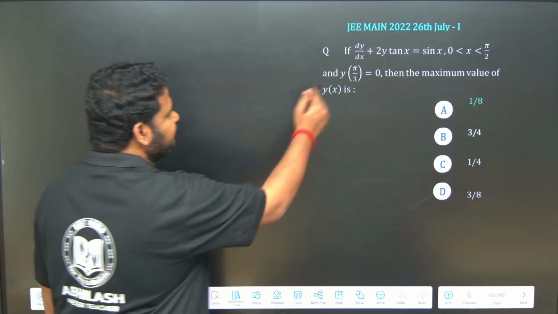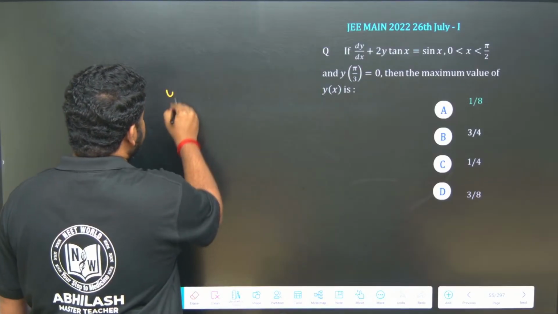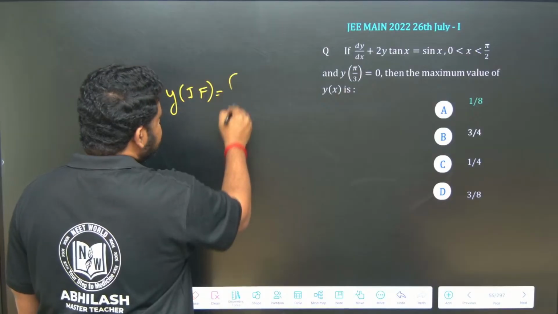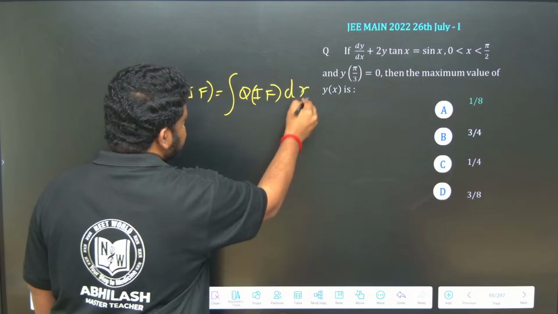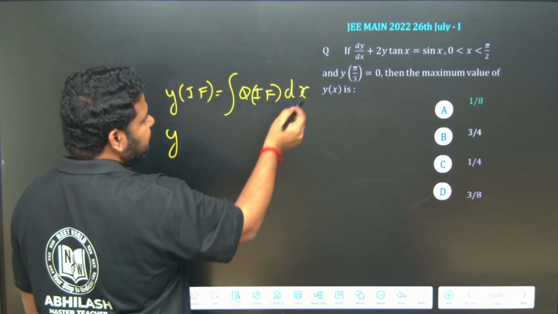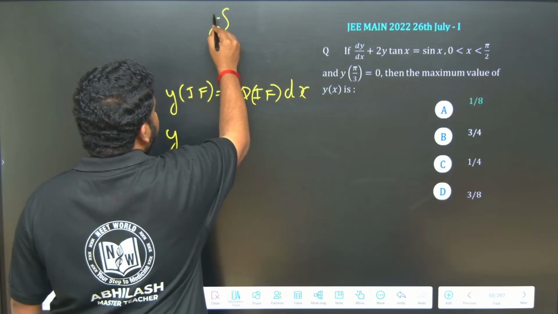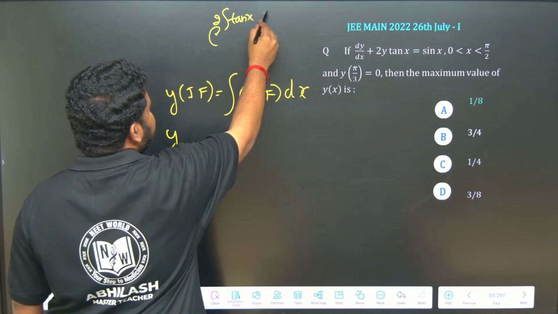So they have given dy by dx plus 2y tan x is equal to sin x. So this means I can write it as y times integrating factor is equal to integral of q times integrating factor into dx. Correct? So the integrating factor here is e power 2 times integral of tan x dx.